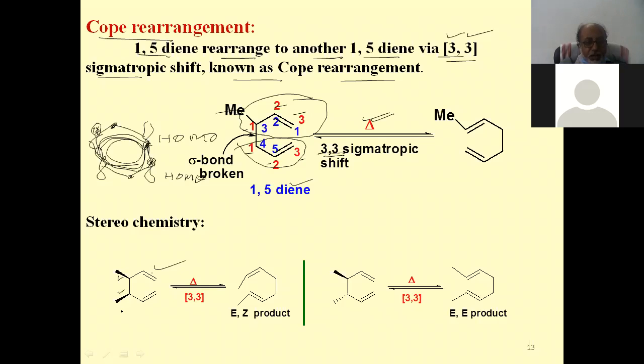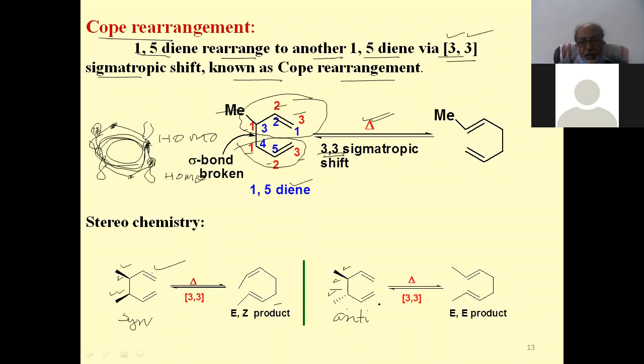It is in syn mode, same side. And here it is in the anti conformation, because here it is a single bond, so there will not be any configuration. So this is anti here. These two methyl groups are anti, and here these two methyl groups are syn.